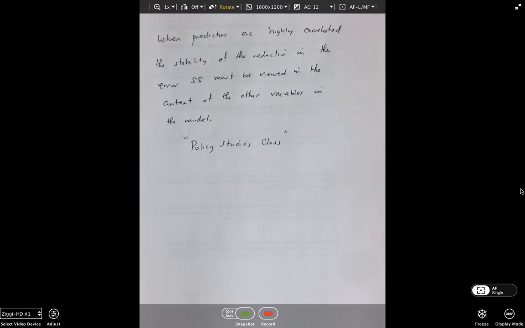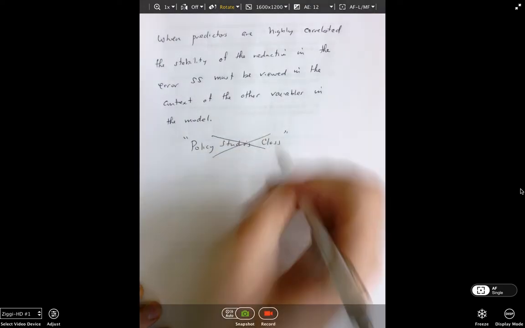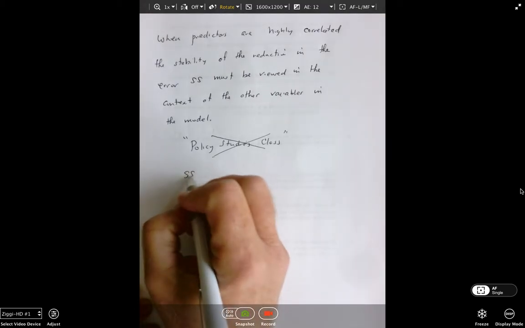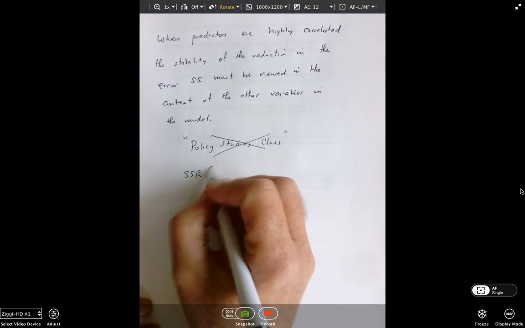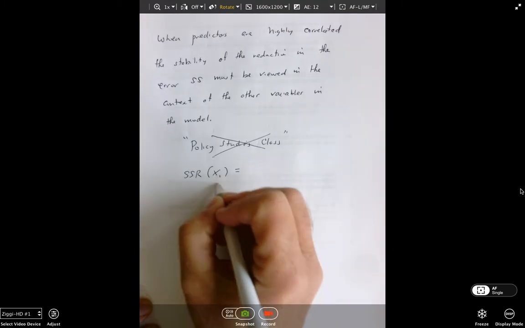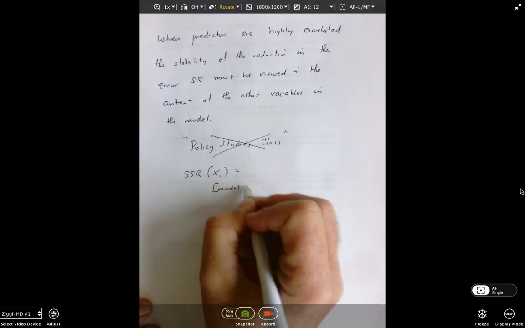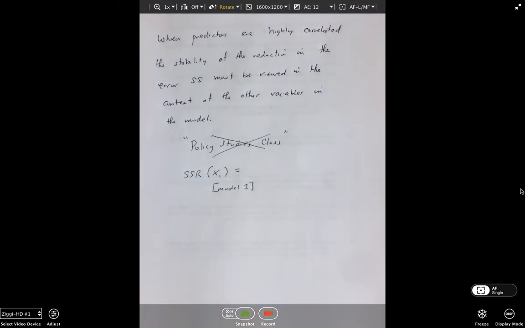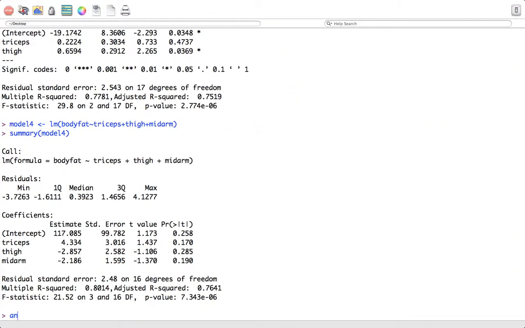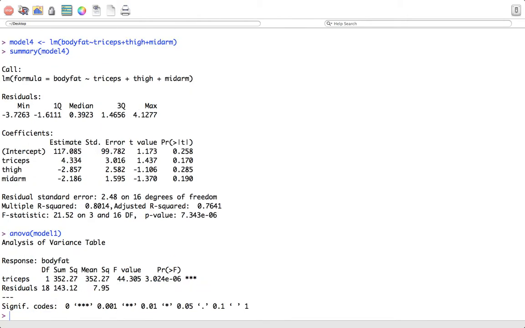Now, let's go quantitatively. So let's get out of policy studies and get back to statistics, which I like a lot better. Let's examine this. First of all, let's examine the sum of squares regression for our situation when just x1 is in. And guys, remember, this is what we did in model 1. So if we go back to R, and there's going to be a lot of this, so kind of bear with me. If we do ANOVA of model 1, we're going to get our ANOVA table. And the sum of squares regression when only triceps is in there is 352.27.